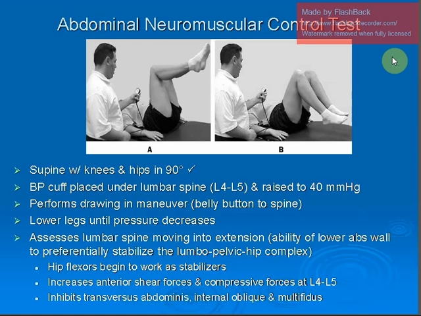Abdominal neuromuscular control test. Patient supine with knees and hips in 90 degrees. BP cuff placed under the lumbar spine L4 L5 raised to 40 mm mercury. Performs again the same drawing in maneuver, the belly button to spine. Lowers the leg until pressure decreases. It assesses the lumbar spine moving into extension, the ability of the lower abdominal wall to preferentially stabilize the lumbopelvic hip complex. The hip flexors begin to work now as stabilizers. It increases anterior shear forces and compressive forces at L4 L5, and inhibits transverse abdominis, internal oblique, and multifidus.